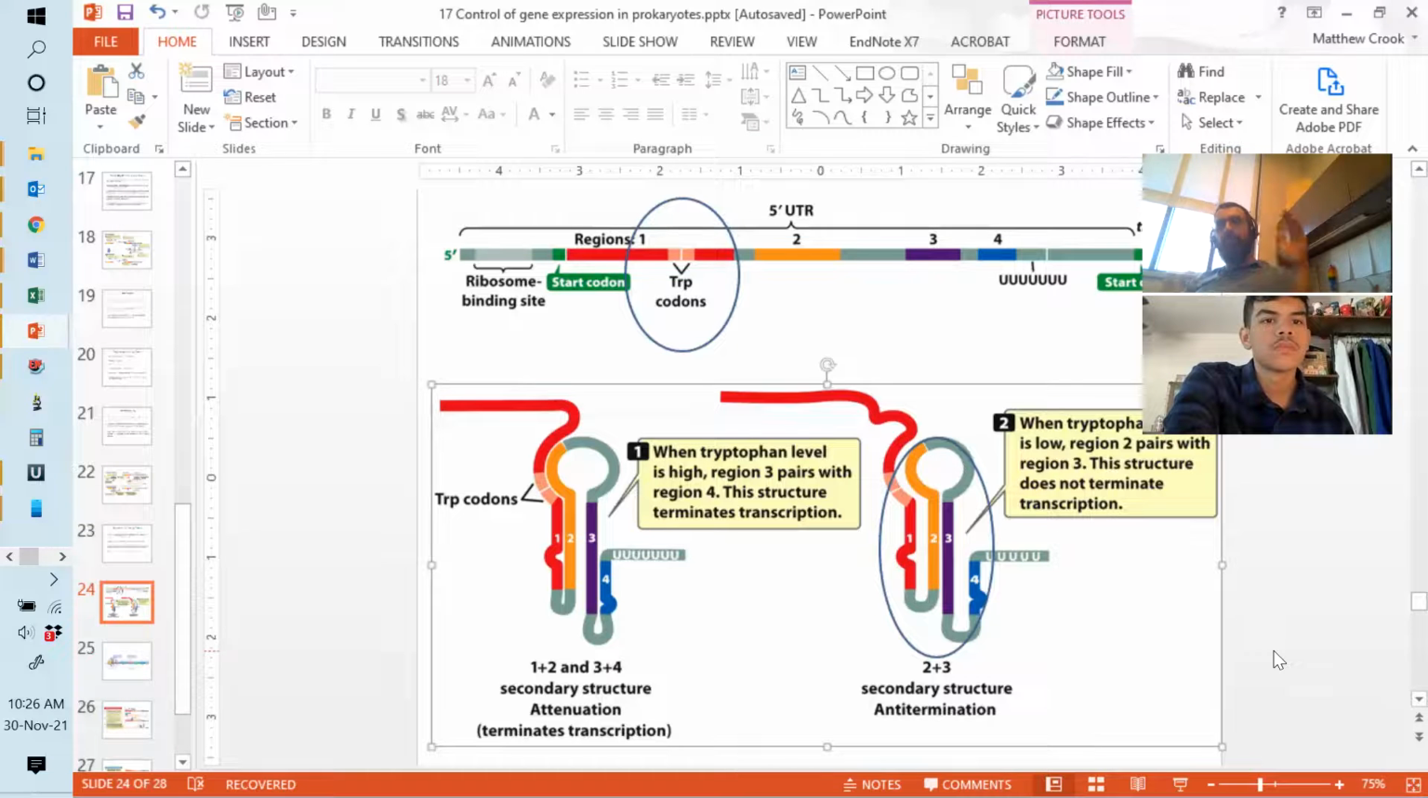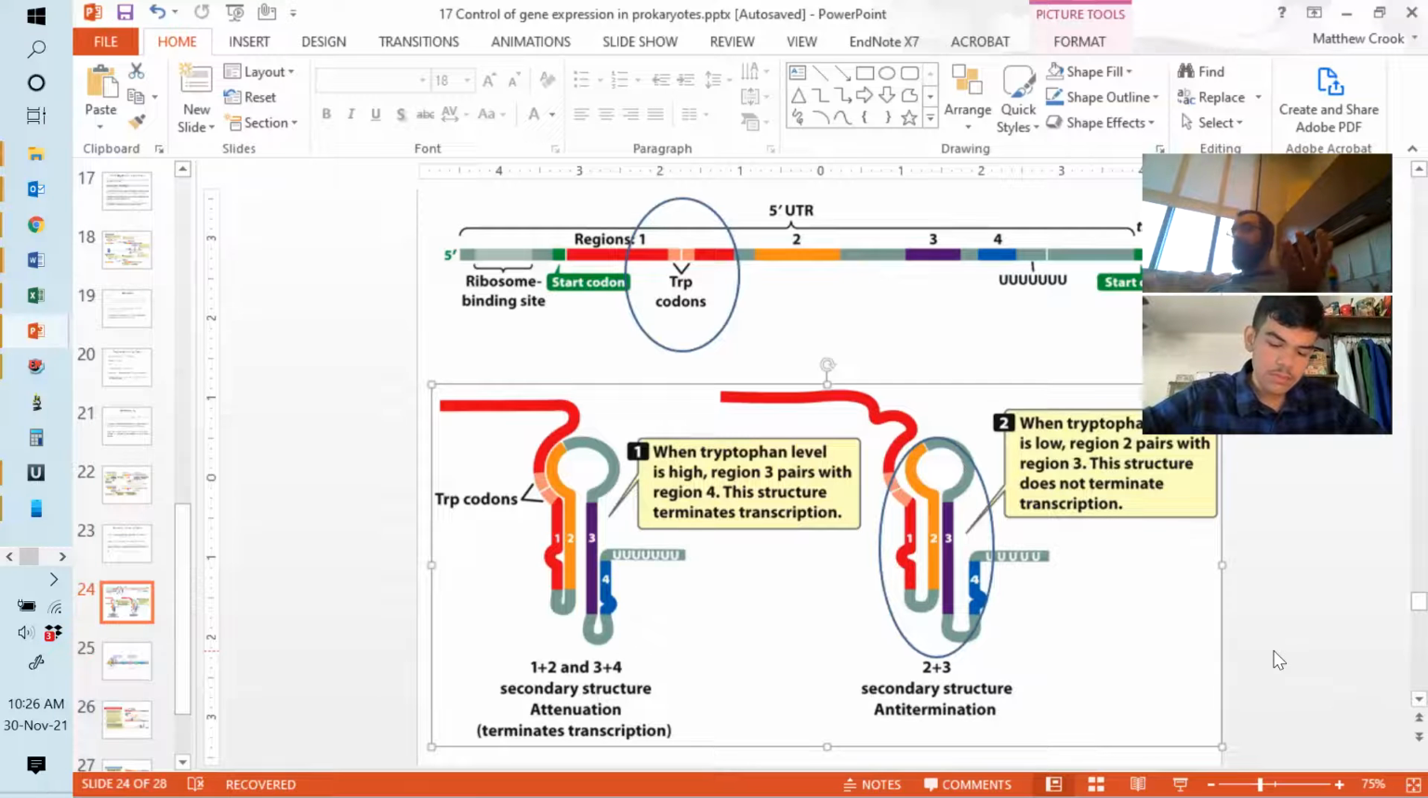Exactly. So low tryptophan levels equals more transcription equals making more tryptophan. How cool is that? And it's sensed directly. Go on, Kiana. Sorry. So you just said that low tryptophan levels means more tryptophan is made, right? So then with high levels, less tryptophan is made? Right, so good point.